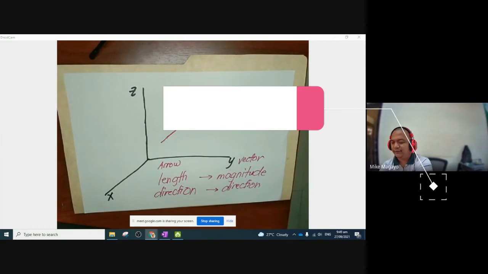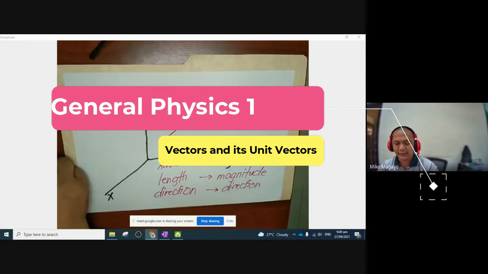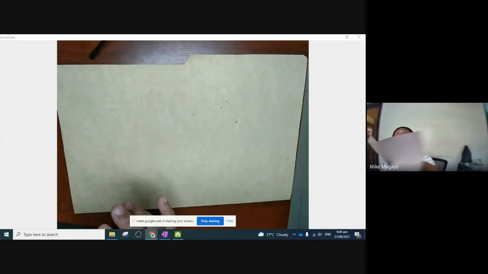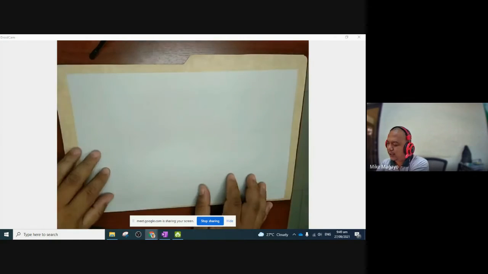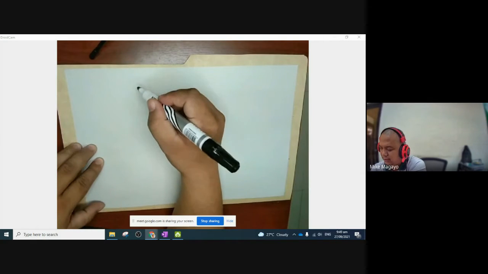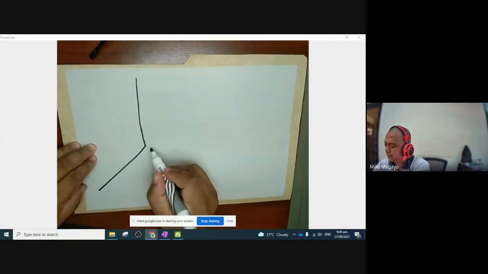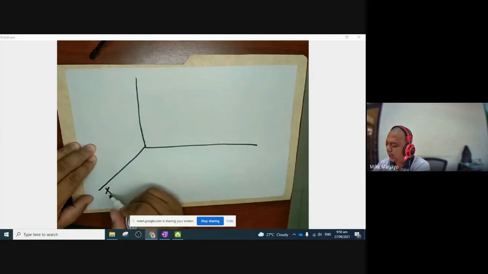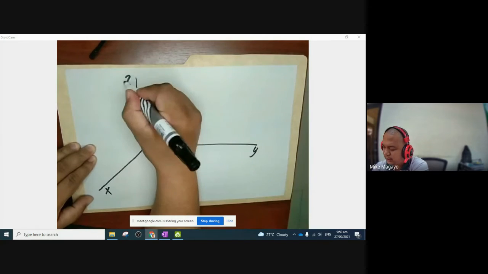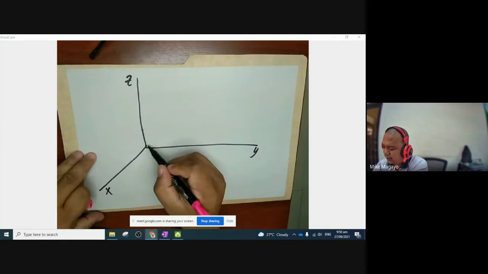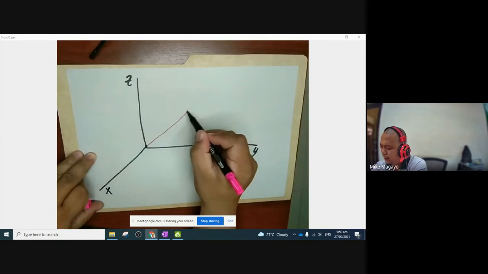If you notice this vector, now let's draw another vector and let's place it on the origin. Say for example, we have again a Cartesian space x, y, z. So this is your x, this is y, this is z. And then you have an arrow representing a vector. Let's call it vector A.